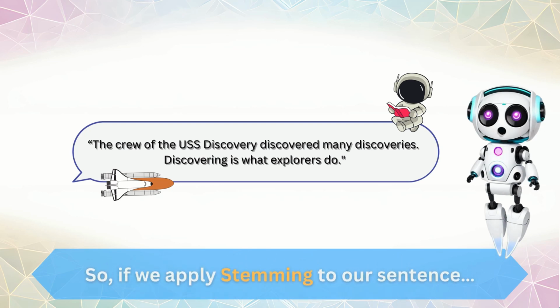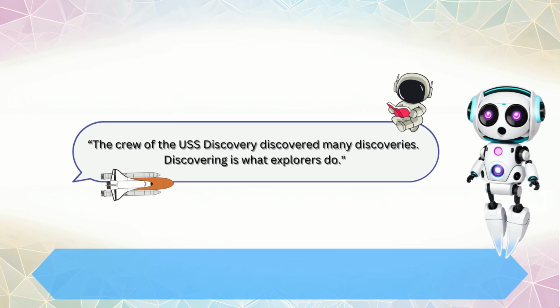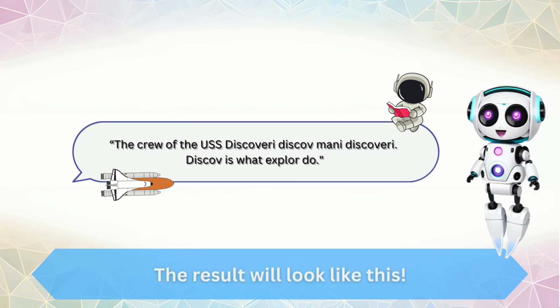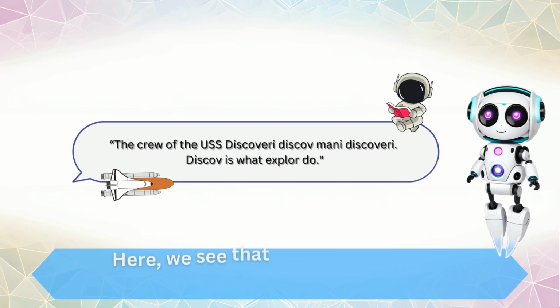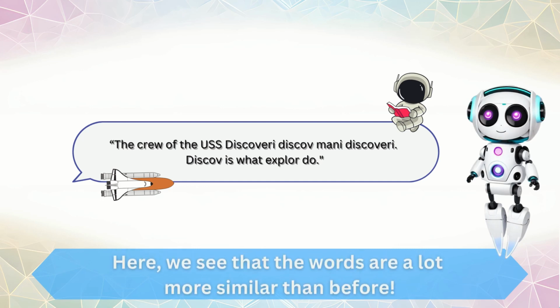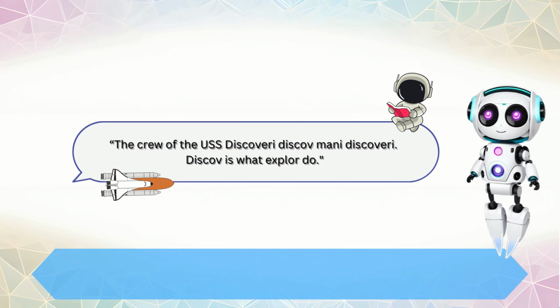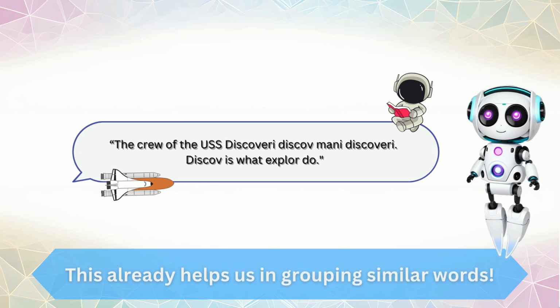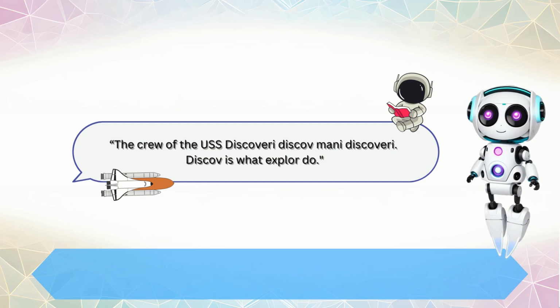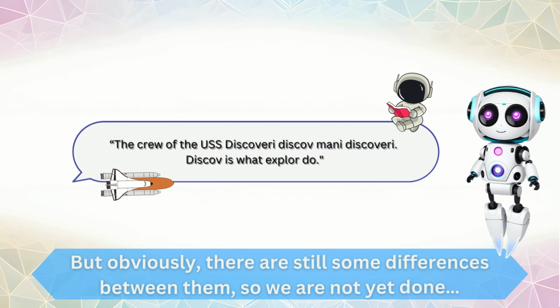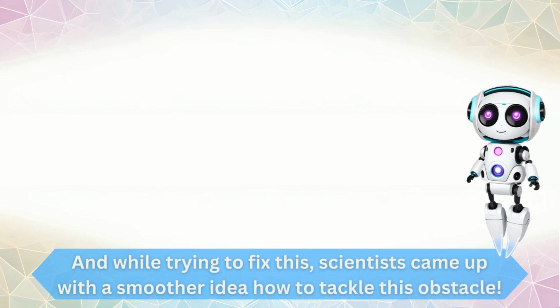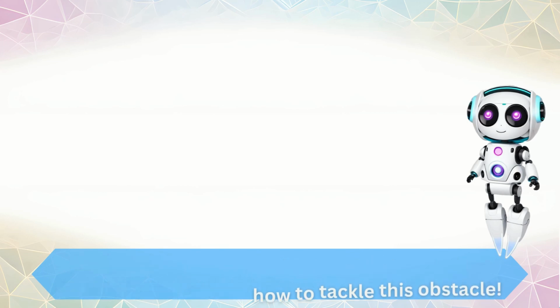So if we apply stemming to our sentence, the result will look like this. Here we see that the words are a lot more similar than before. This already helps us in grouping similar words. But obviously, there are still some differences between them, so we are not yet done. And while trying to fix this, scientists came up with a smoother idea how to tackle this obstacle.